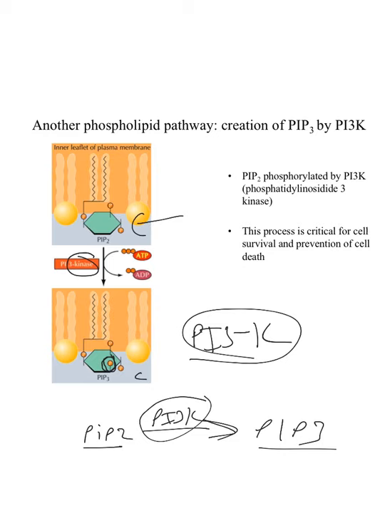Okay? So one of the really cool things about this PIP3 pathway is that it's very critical for cell survival and prevention of cell death. And next week we're going to hear a lot more about this pathway and see how it regulates a process called apoptosis. All right.